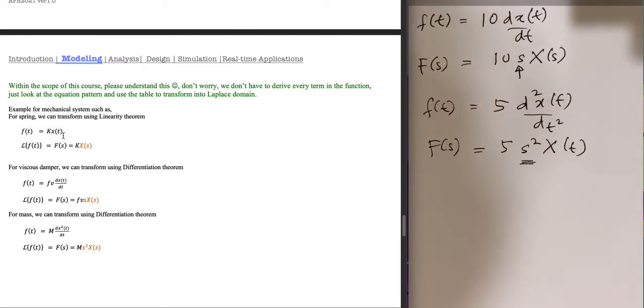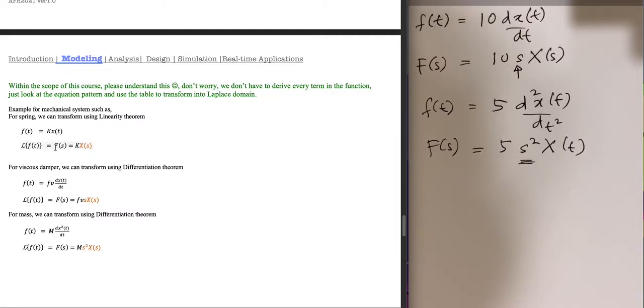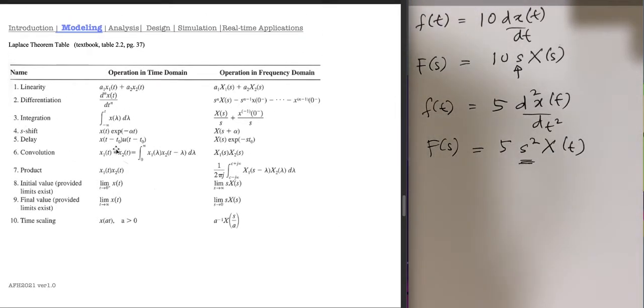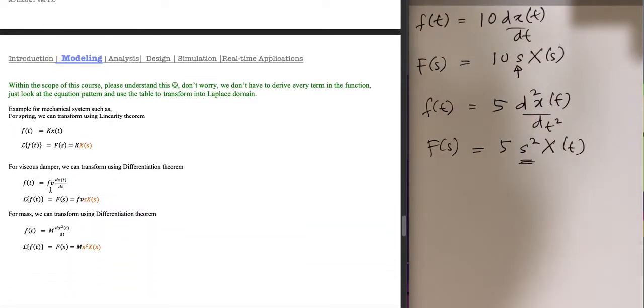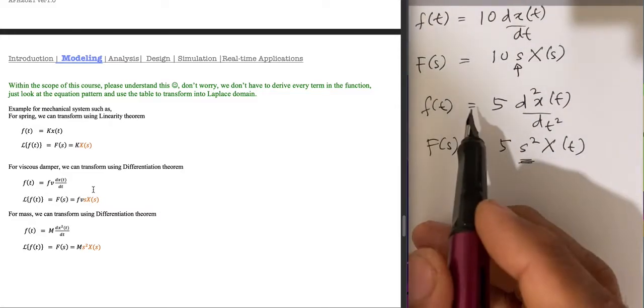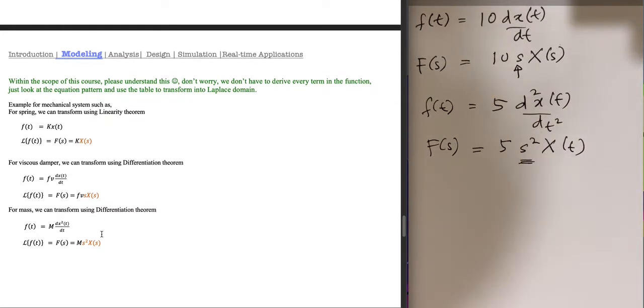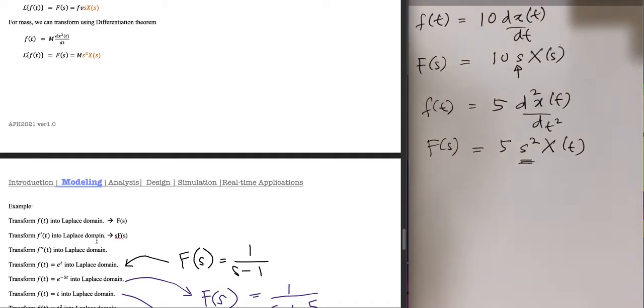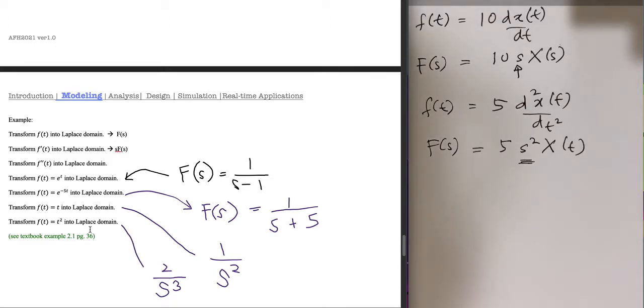So we do some example here. I think I just show you the example. If f of t equal to kx(t), then convert that transform to Laplace becomes F of s equal to kX(s). We use that theorem, this linearity theorem. In case of f equal to v dx(t) over dt, we have this same as this. And then if we have this, then it becomes like this. Okay, fine. Just some example here.